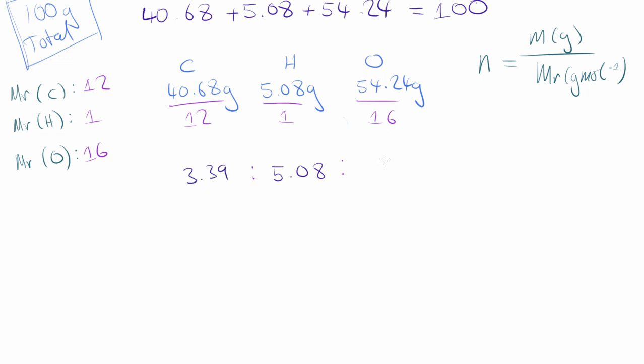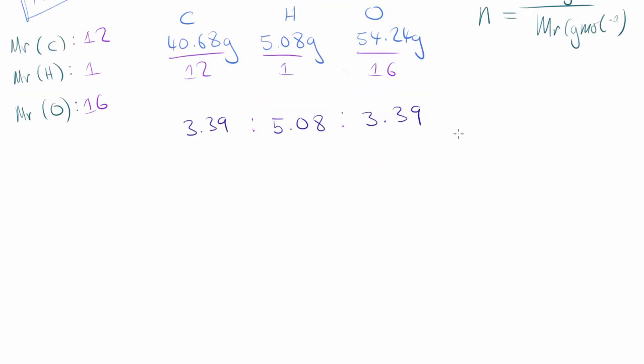For oxygen, it's going to be 3.39. Okay, and so these are the molar ratios that we have now, and this setup gets us much closer to working out the empirical formula, because now we actually have a comparison between the specific amounts of each element, without it being skewed by the differences in the molar masses of the actual elements.